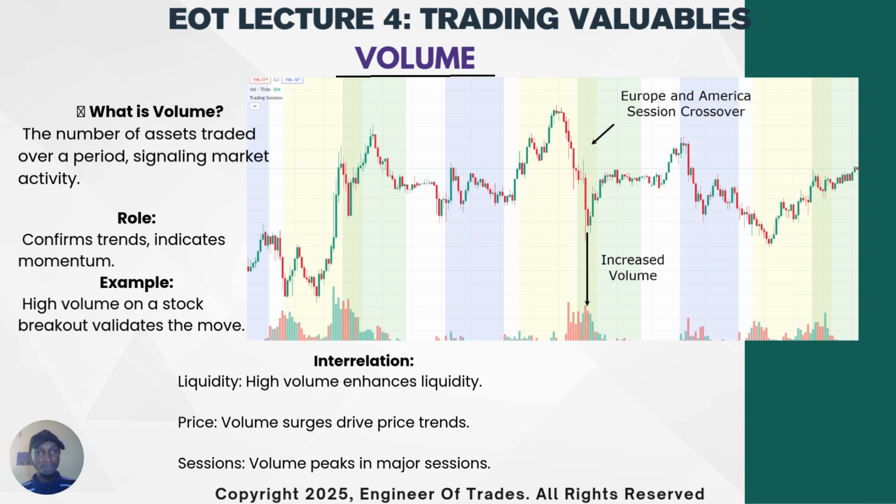We look at volume. So we begin by understanding what exactly volume is. Volume is just the amount of orders of a particular asset being traded over a period of time. You can put it in simple terms: the number of assets traded over a period. So let's say for an instrument like a forex pair, New Zealand dollar versus the dollar.